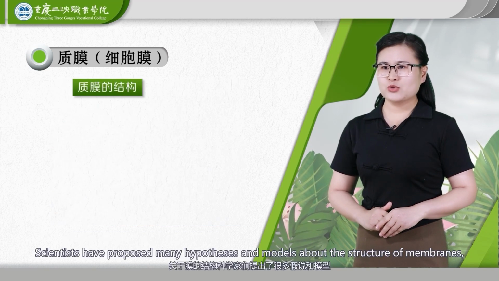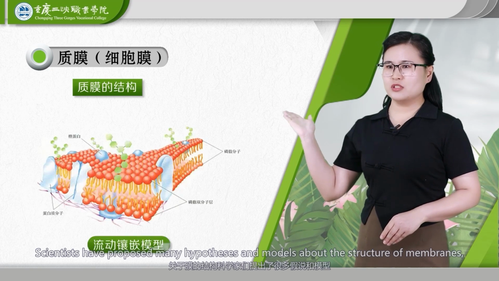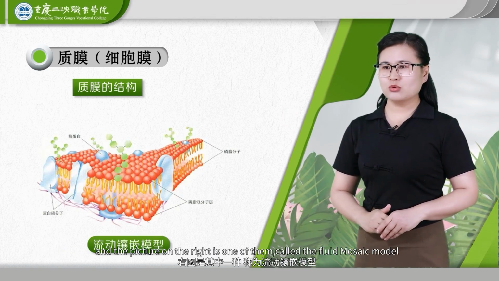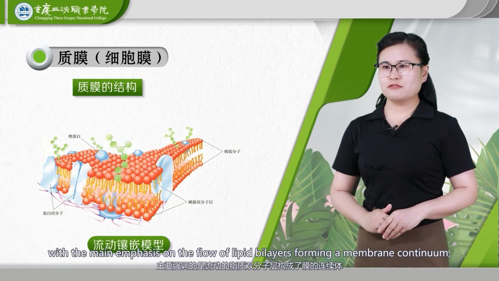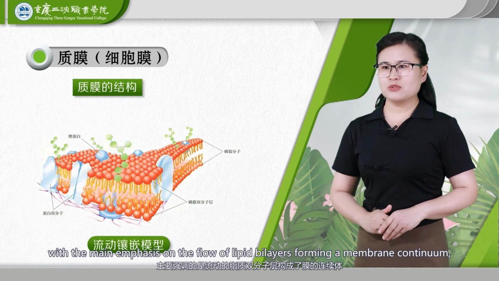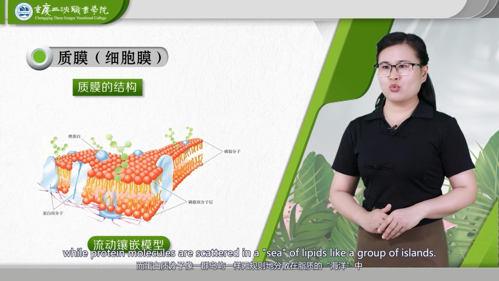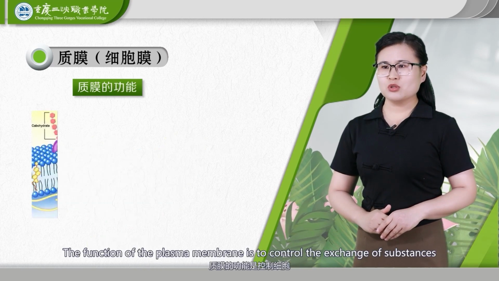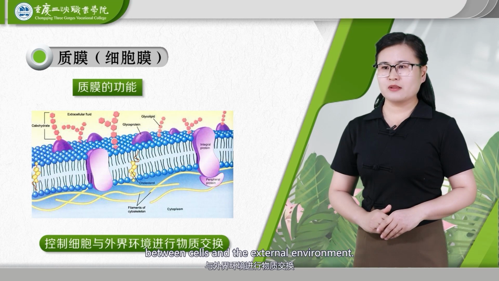Scientists have proposed many hypotheses and models about the structure of membranes, and the picture on the right is one of them, called the fluid mosaic model. This is a dynamic model with a main emphasis on the flow of lipid bilayers forming a membrane continuum, while protein molecules are scattered in a sea of lipids like a group of islands. The function of the plasma membrane is to control the exchange of substances between cells and the external environment.